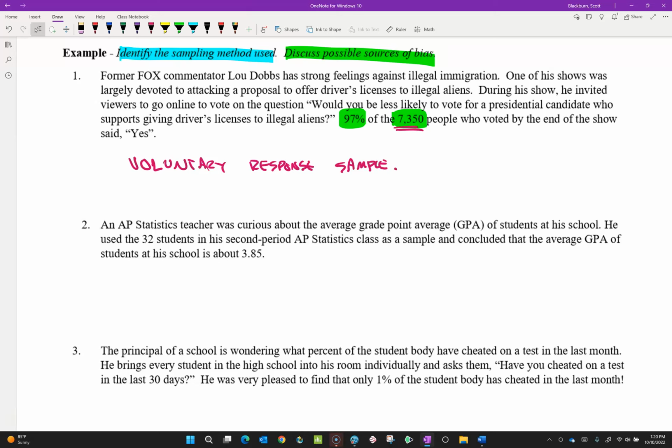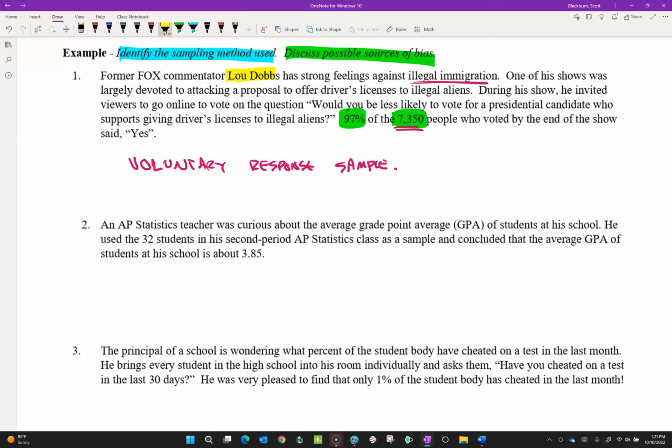So Lou Dobbs works at Fox News. Fox News is pretty conservative. Conservatives are usually a little bit more about strong border control. Or who cares about Fox News and conservatives? I shouldn't even mention that. I'm sorry. But this guy has strong feelings against illegal immigration.